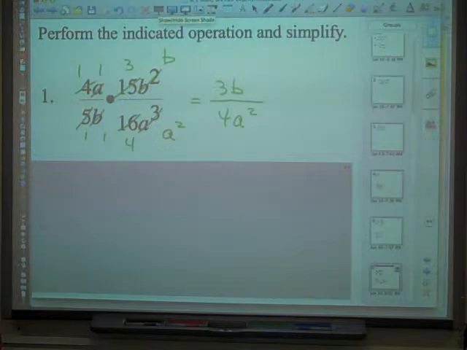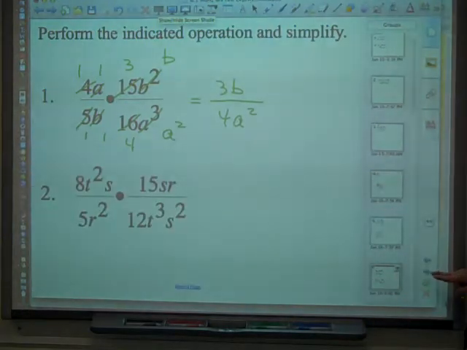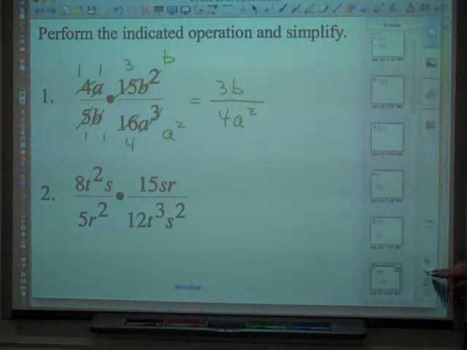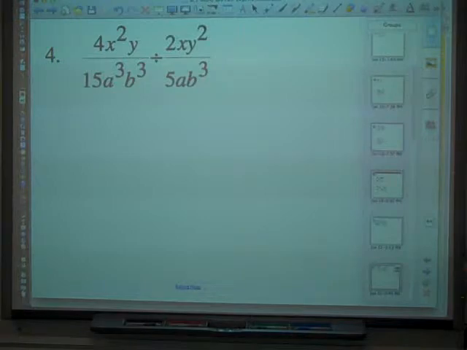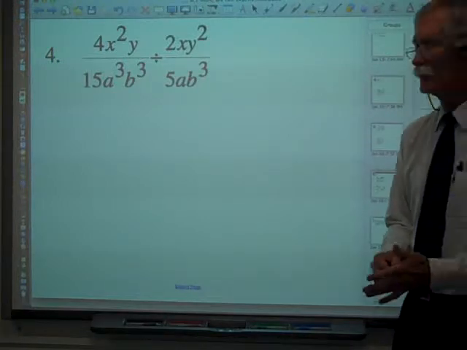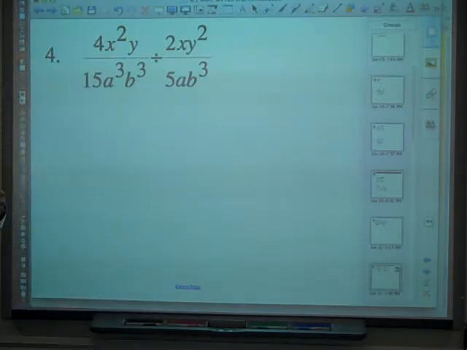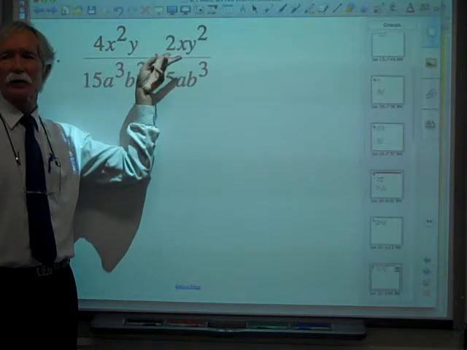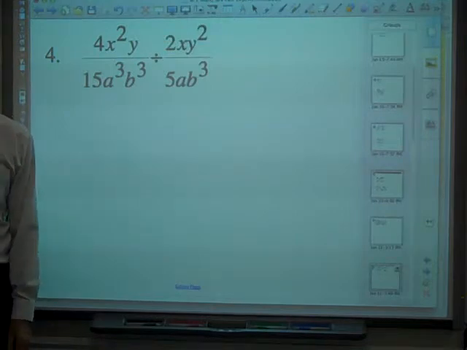Who got that one? Oh, then you're dividing. Right. And then you change the 5AB to... Wait, you flip the second one. Yep. Everybody remember when you divide fractions, you leave the first one alone and flip the second one, and then start canceling.